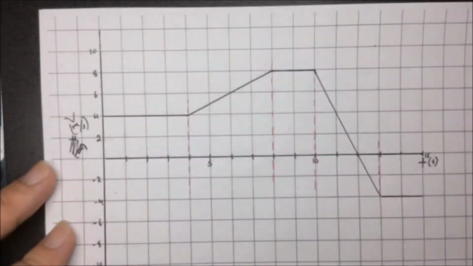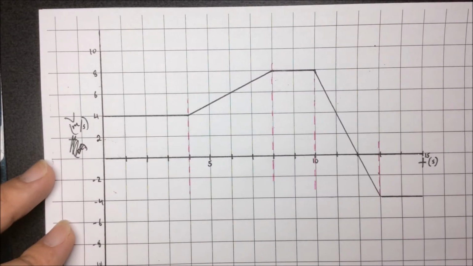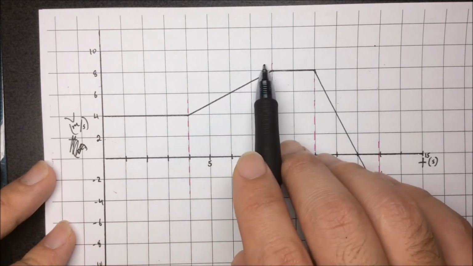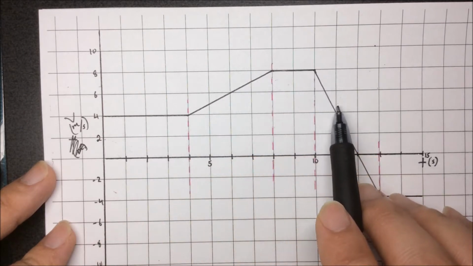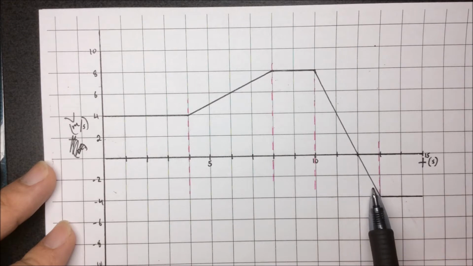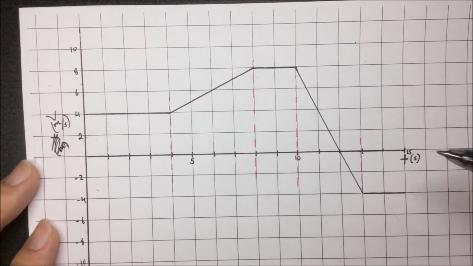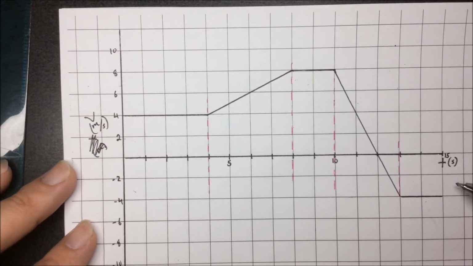Hey, it's Mr. K. We're doing a video for AP Physics 1, and we have a velocity time graph of some random object. This object is staying at a constant velocity, it is speeding up, it is staying at a constant velocity again, it is slowing down to zero, it's going backwards, and then it is staying constant again.